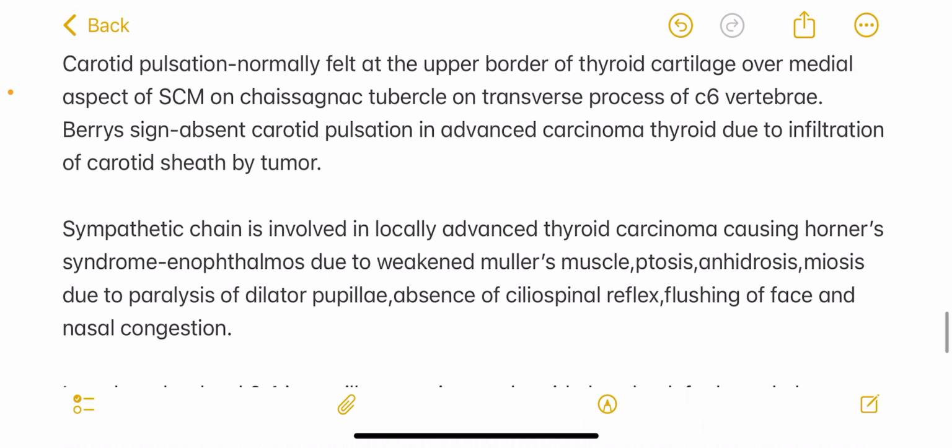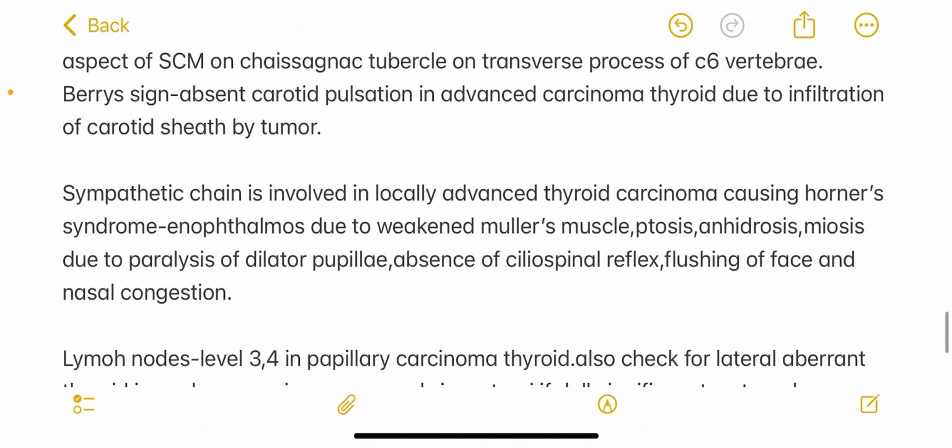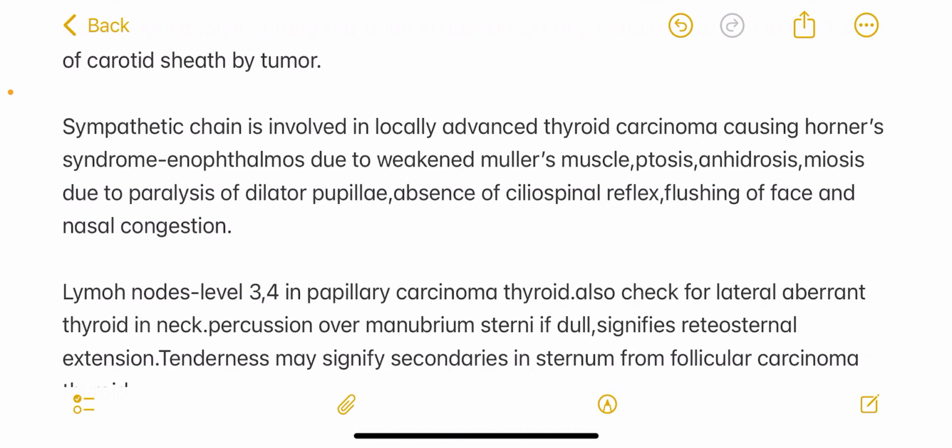Then lymph nodes. The level 3 and 4 lymph nodes are palpable in papillary carcinoma of thyroid. We need to also check for any lateral aberrant thyroid in the neck. So again, very, very important. They can appear as a lymph node, the lateral aberrant thyroid. So again, that has to be checked.